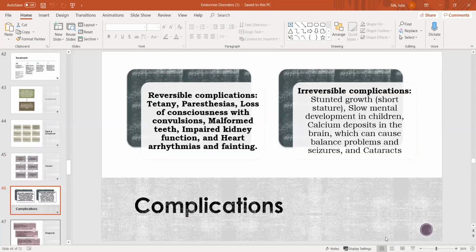All right, complications would be tetany, paresthesias, loss of consciousness, convulsions, you name it. And then some irreversible complications. You could even get stunted growth, slow mental development in children, calcium deposits in the brain, which can cause balance problems, seizures, and cataracts. So lots of crazy stuff.